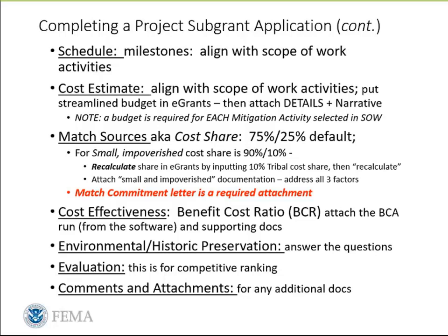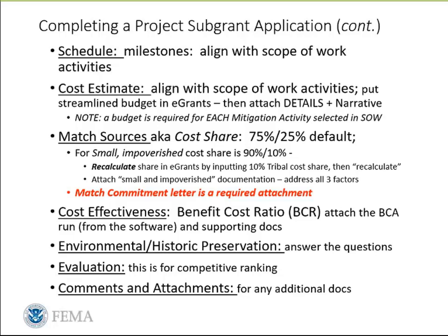You recalculate that share. eGrants is going to come up with 75-25, but you force eGrants into using a 90-10 by inputting into the appropriate data field in cost share the actual dollar amount of your own calculation of what your tribal cost share would be, your 10% cost share. And then you enter that into that field, and then there's a little radio button beside it that says recalculate. You click recalculate, and voila, it will give you a 90-10 cost share, federal share, and local share. And that total should match what's in your budget.